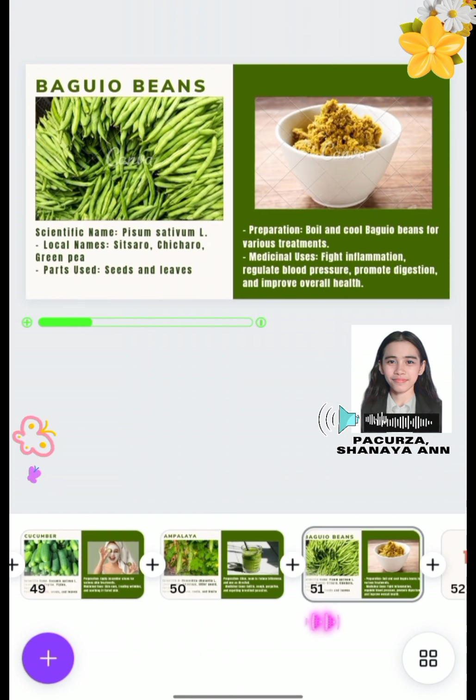The last example of climber plants is baggy beans. The scientific name is Pisum sativum L. The parts used are seeds and leaves. In preparation of baggy beans treatment, first you have to boil it and then cool it down before applying to the affected area. For medicinal uses, it is used to fight inflammation, regulate blood pressure, promote digestion, and also improve overall health.